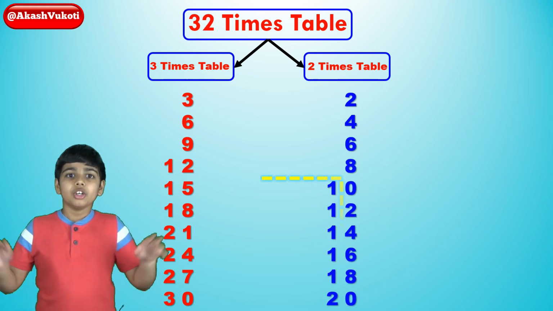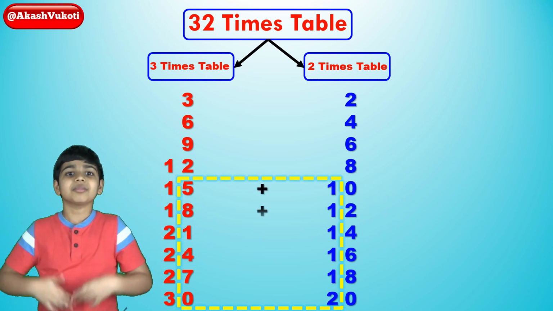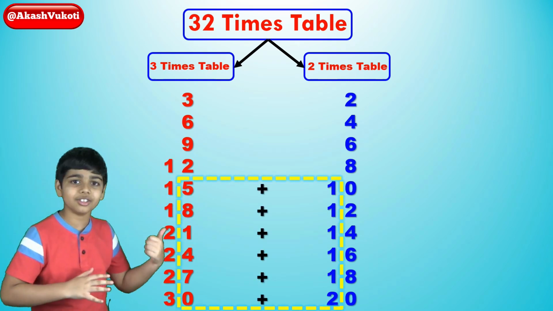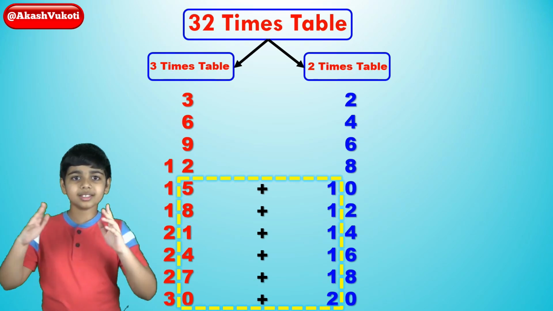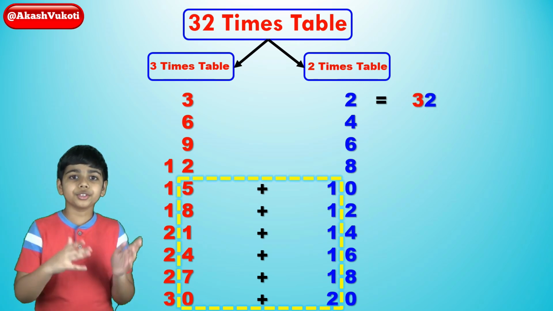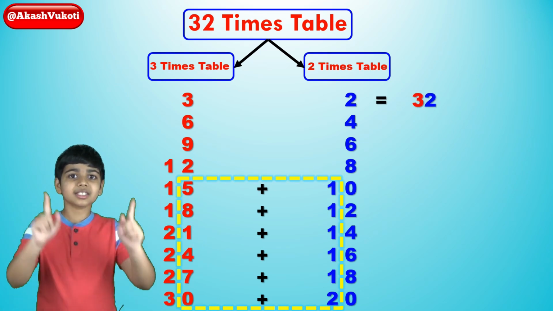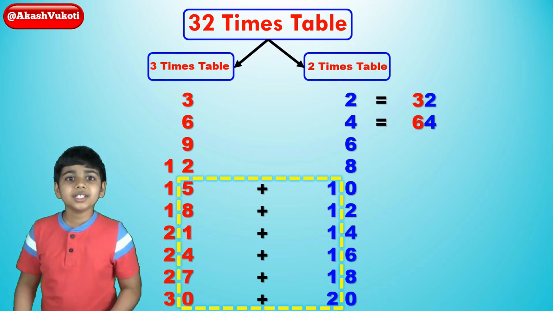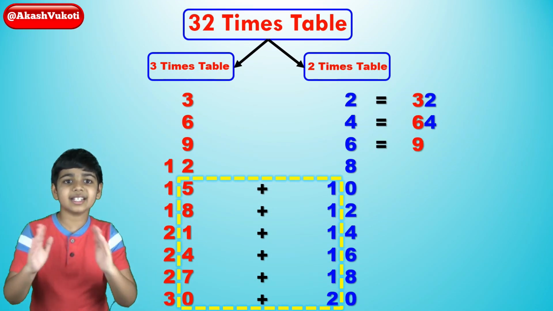And then just place all of these answers together, and that is the 32 times table. See, take a look over here. 32 times 1 is 3, 2, 32. 32 times 2 would be 6, 4, 64. 32 times 3 is 9, 6, 96.